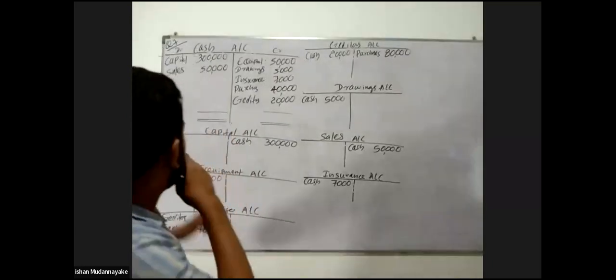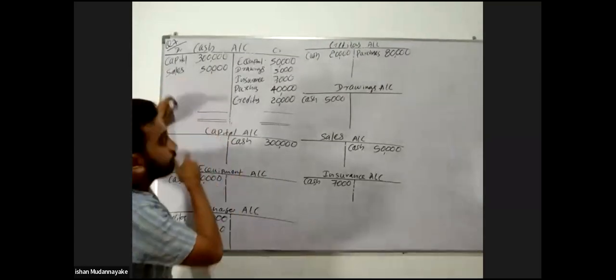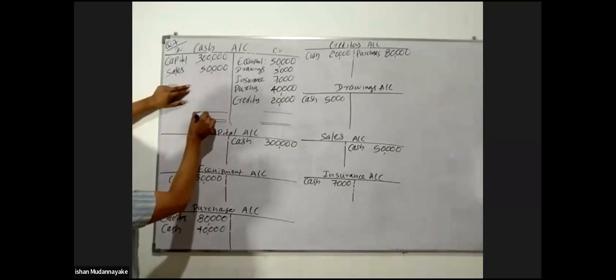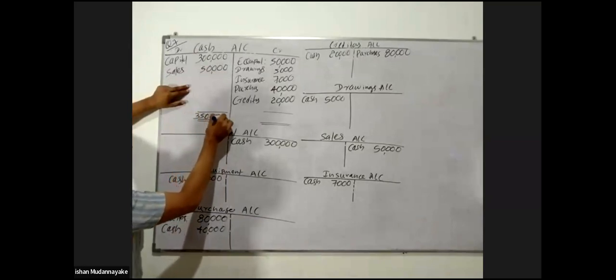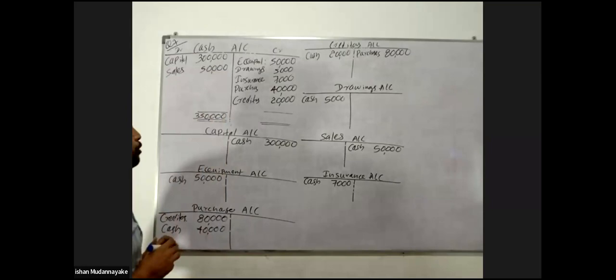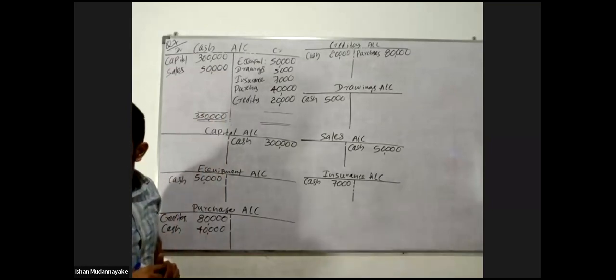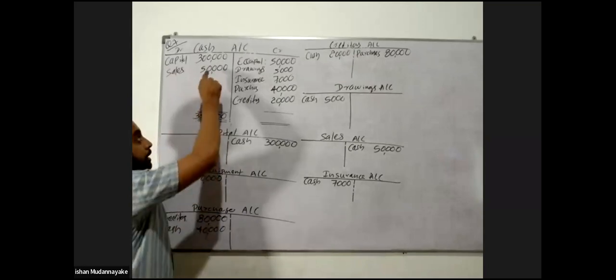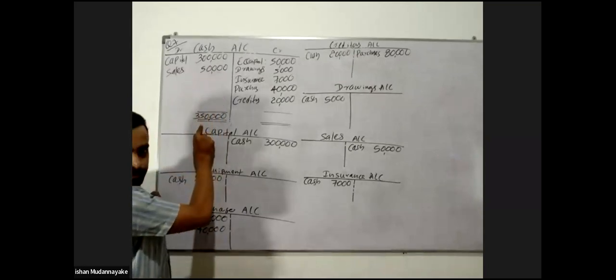Take the total of the debit side of the cash book. Debit side total amount, how much? 350,000. Yes. Debit side total amount 350,000.